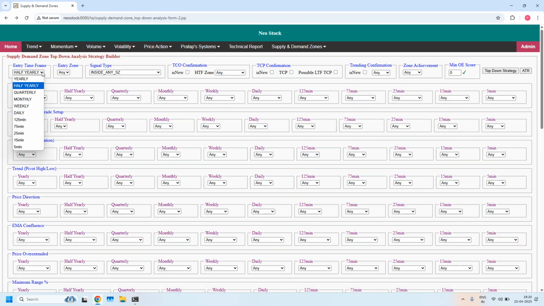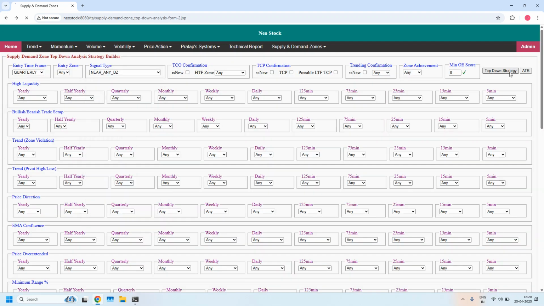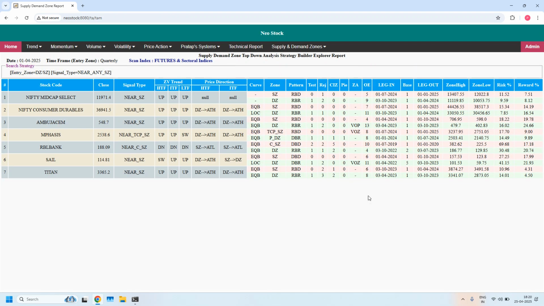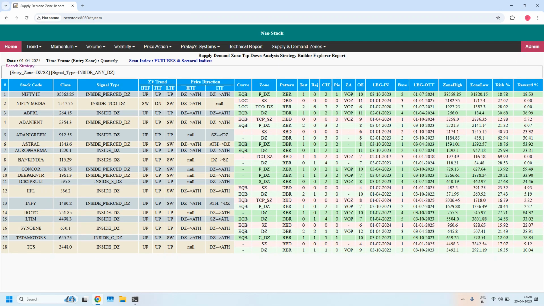Okay, next time frame is quarterly. Stocks near quarterly demand zone, no stocks are available. Stocks near the quarterly supply zone, 7 stocks are filtered. Next, price closed inside the quarterly demand zone.